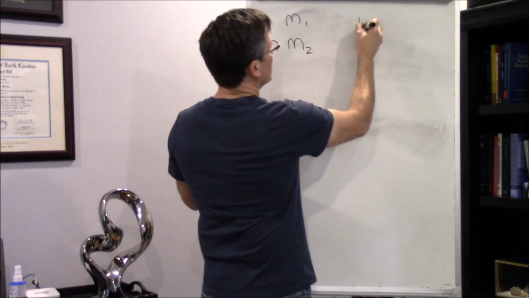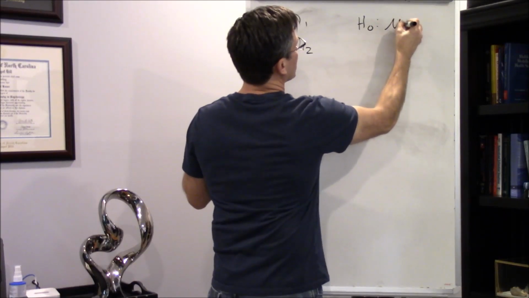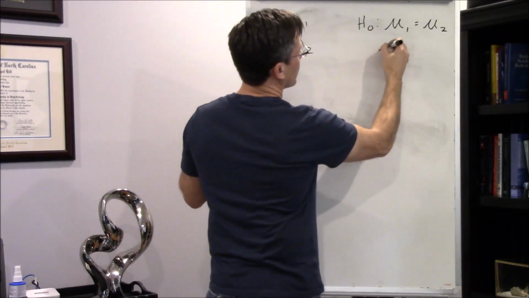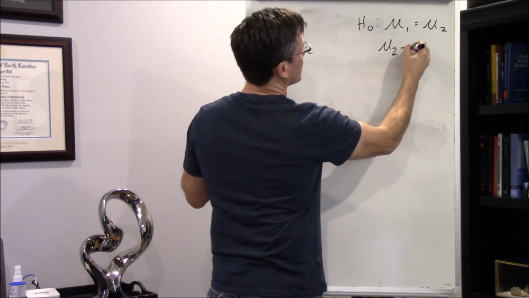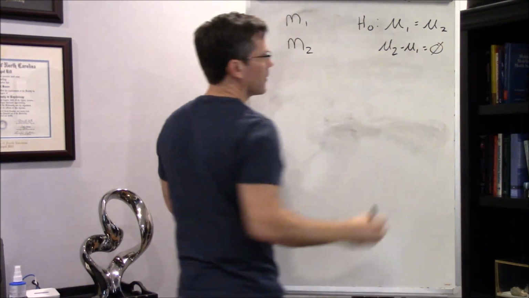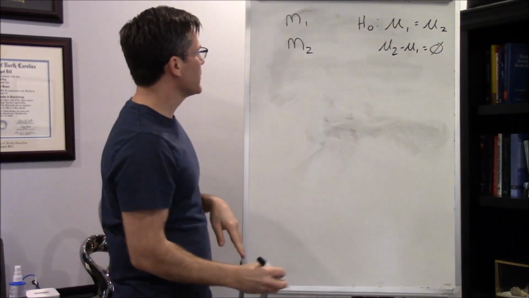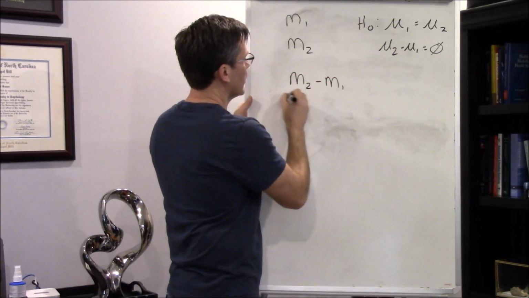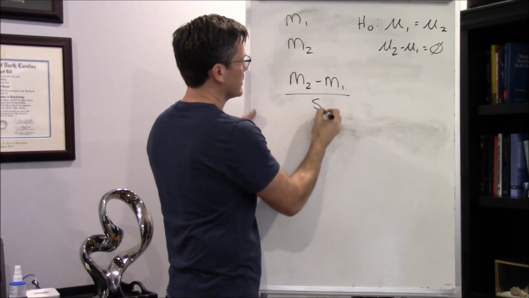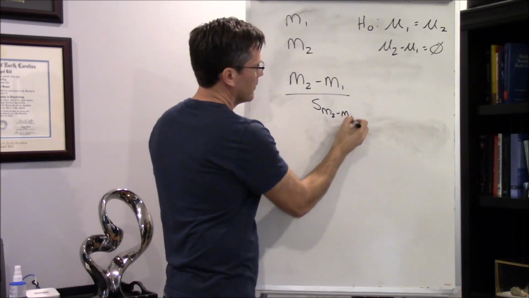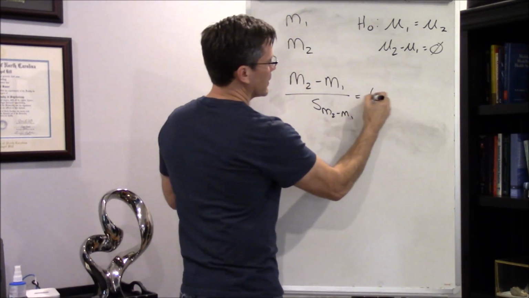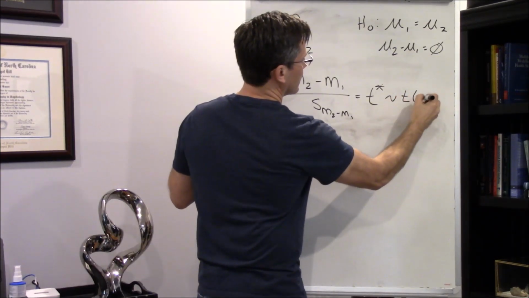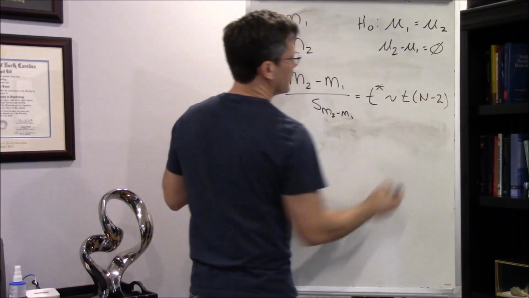So typically, our null hypothesis is going to be that the mean for group 1 is equal to the mean for group 2, or equivalently, the mean difference is 0. All right, so to get our t-test, we take M2 minus M1, and we divide by the standard error of that mean difference, and that gives us a t-statistic that's distributed with n minus 2 degrees of freedom.